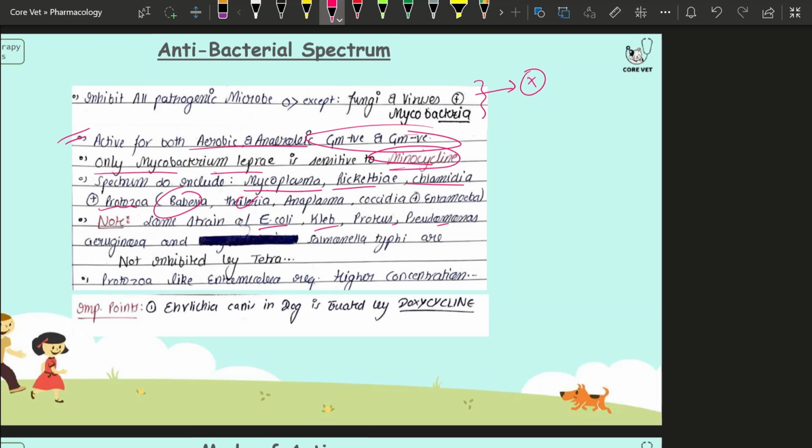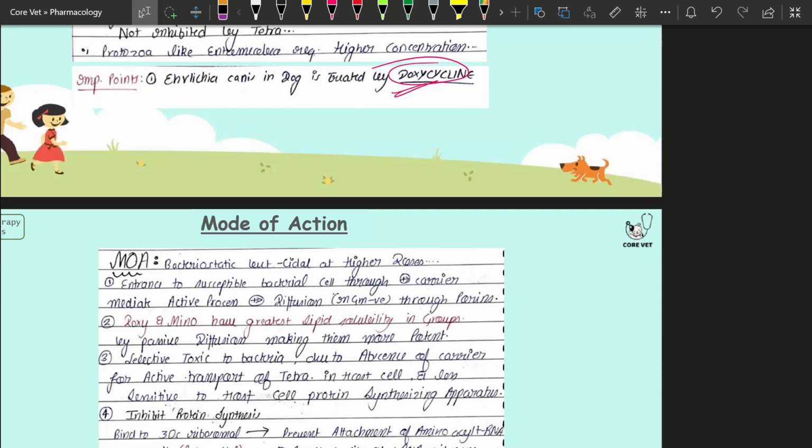And generally in the field, you are going to experience cases of rickettsial disease, which is Ehrlichia canis, okay, in the cases of dogs. So doxycycline is quite famously used in the treatment of Ehrlichia canis in dogs, right? That point you should remember, because cases of Ehrlichia canis are quite common in dogs, right?